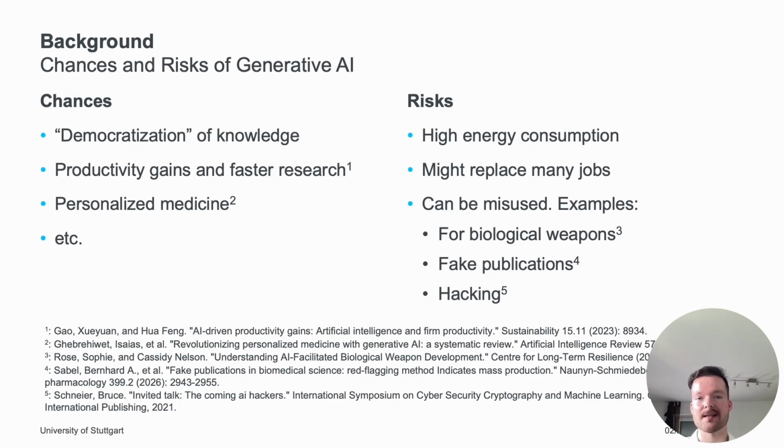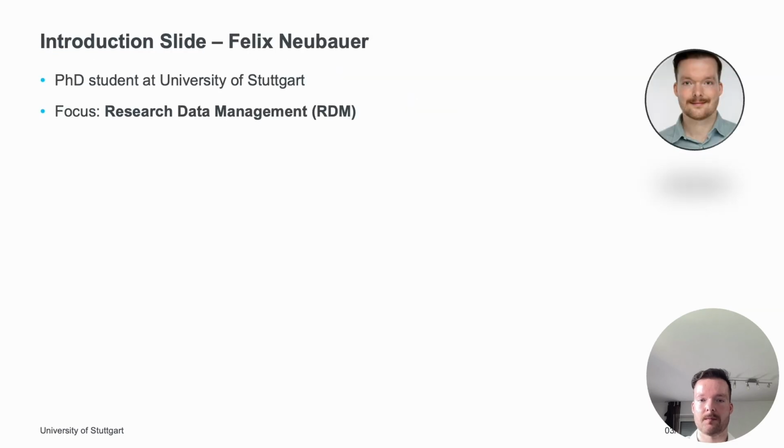Now, there are also chances such as easier access to knowledge, and there are studies which show that some productivity gains and faster research is possible. And also very promising is that personalized research, medicine might become much cheaper using AI systems. All right, so now let's get to the main part of this video.